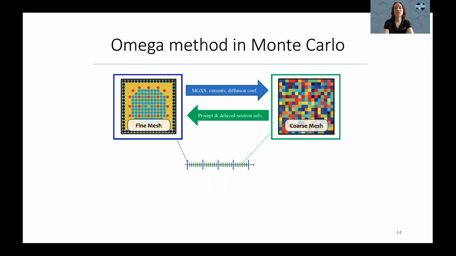This is what the communication scheme looks like. We have Monte Carlo, which runs on a fine mesh. And actually, Monte Carlo doesn't actually need a mesh at all. It can use the true geometry of the system. And we have our diffusion, a coarse mesh finite difference solver, which does use a mesh.